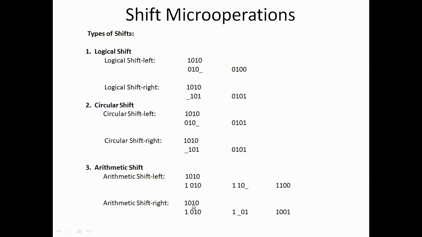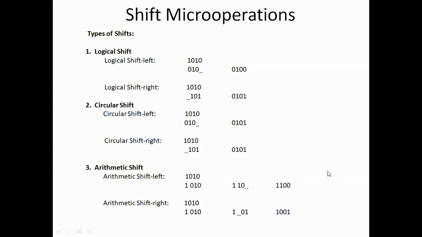And again, if we look at the number, the given number was minus 2 and the answer is minus 1. So this means that the arithmetic shift right operation divides the signed number by 2. So this divides the number by 2. This multiplies the number by 2.